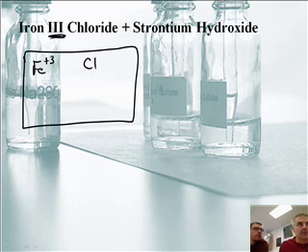Chloride is Cl with a charge of -1. Strontium has a charge of... Now, look in the periodic table. You'll discover strontium, element number 38, is in column number 2 of the periodic table. So its charge is +2.